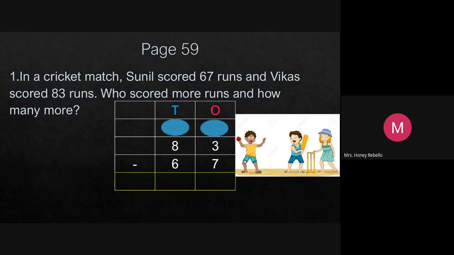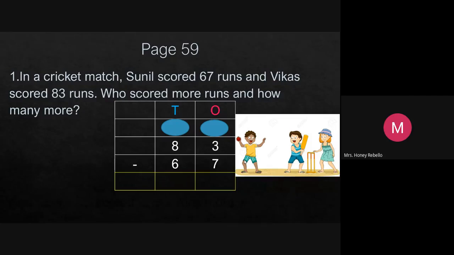I will help you. Taranish, just read. From the screen you can read because in the book also it's the same thing. Come on, start reading. In a cricket match, Sunil scored. Not scored, scored. That means he got 67 runs. 67 and Vikas scored 83 runs.